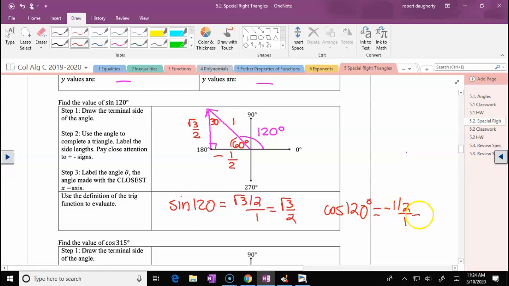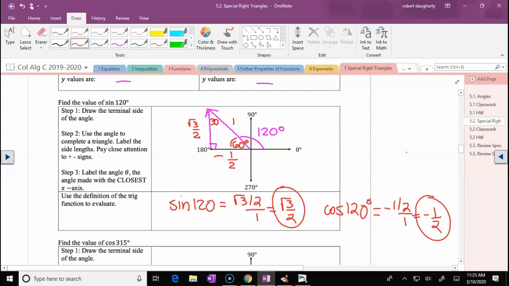Negative 1/2 over 1, which is negative 1/2. The cosine is negative, okay? That's why these positive negatives make a difference here. So the sine of 120 is the square root of 3 over 2. The cosine of 120 is negative 1/2.